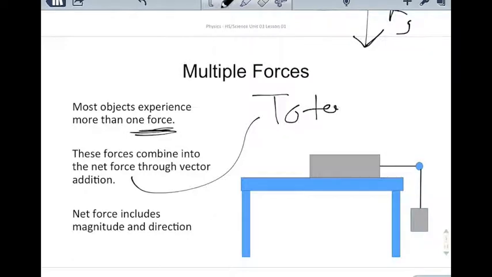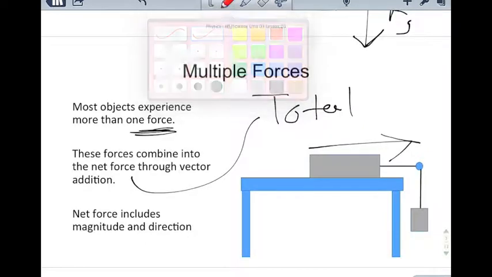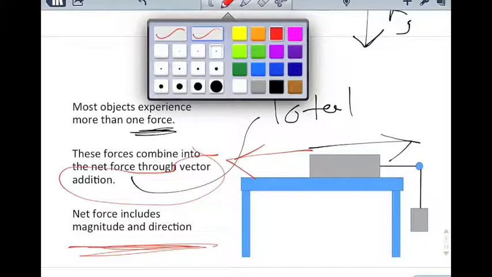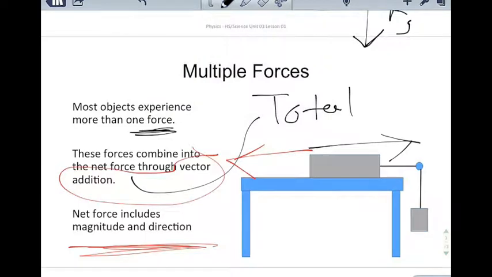Now, it doesn't necessarily mean that you add them all together, because if you have one force pushing right and a second force pushing left, you can't just add those together because they're in opposite directions. So instead, you have to use what's called vector addition. The net force has to include both magnitude and direction because it is a vector. So it is very important that whenever you do this, you actually specify that the force is 10 newtons to the right, or to the left, or up, or down, or something like that.